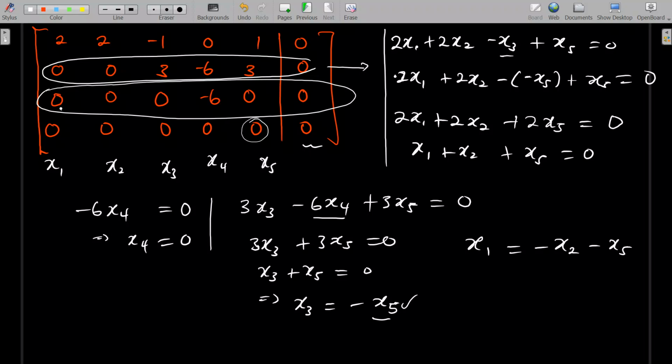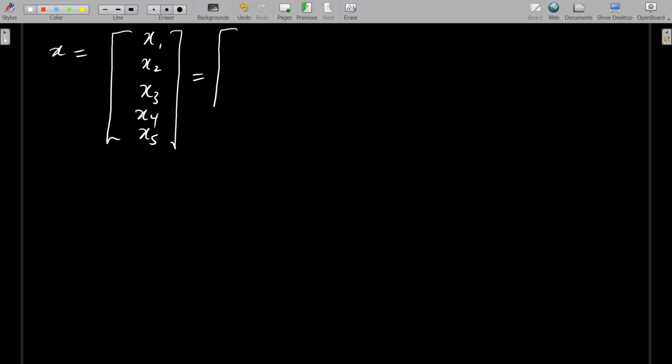Now to write a final solution, it means that my x is given in terms of x1 as this, x2. I don't have anything for x2, so I can just choose x2 to just be x2. Then I write anything for x5 because I don't have any equation for x5. But I know x3 to be in terms of x5, x1 to be in terms of this. So what I mean is that my solution that I'm after is x, which is x1, x2, x3, x4, and then x5. But in here, x1 is being found in terms of x2 and x5. That is negative x2, negative x5.